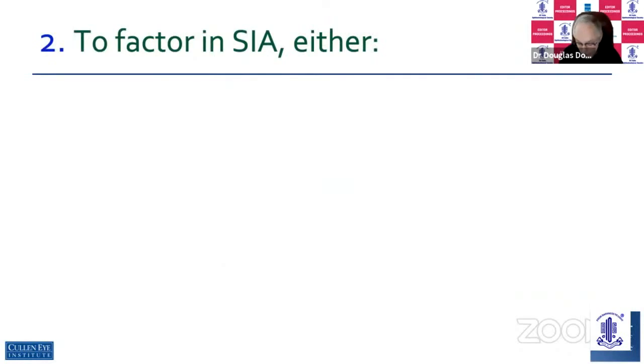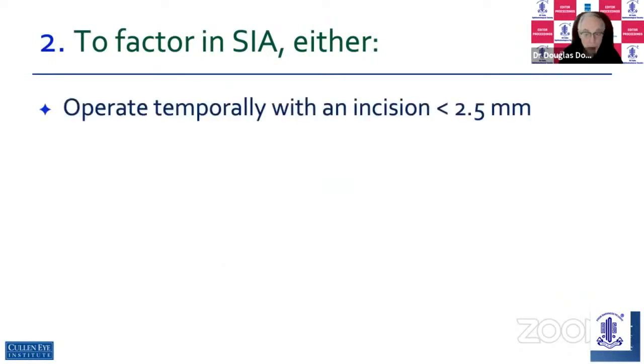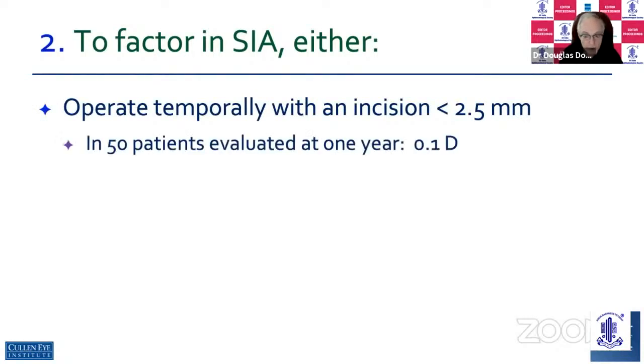Now, what about surgically induced astigmatism? It's a lot more complicated than we have thought. I operate temporally, and with my 2.4 millimeter incision, my mean, that means the centroid on the double angle plot, mean astigmatism was 1/10 of a diopter. So that's what I use. But there's a lot of scatter in the data, up to 0.8 diopters.